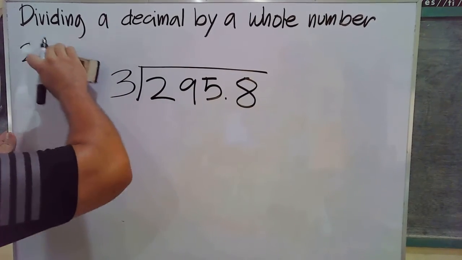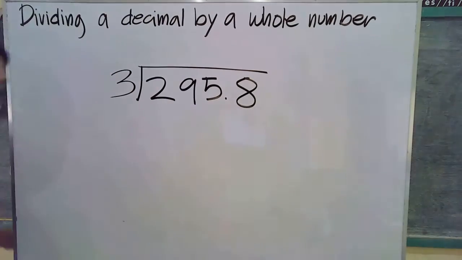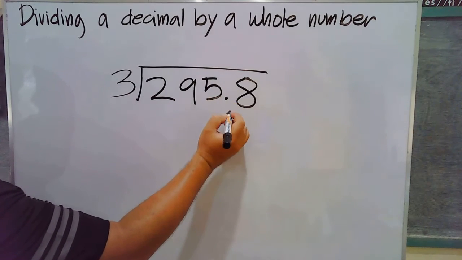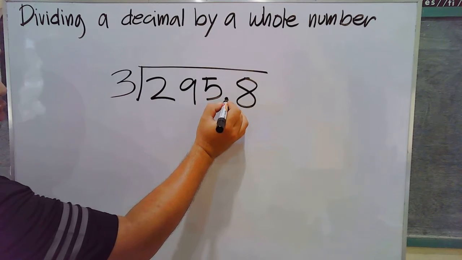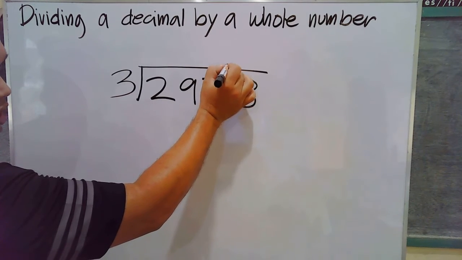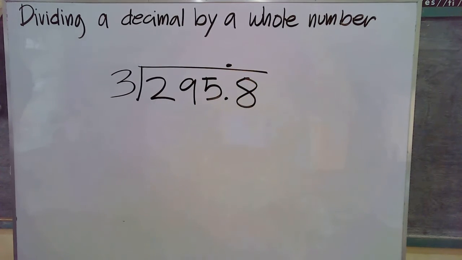Okay? So how to answer this? First step is to write the decimal point on top of its original position. So here is the decimal point, written on top of its original position, aligned. Then divide just like whole numbers.